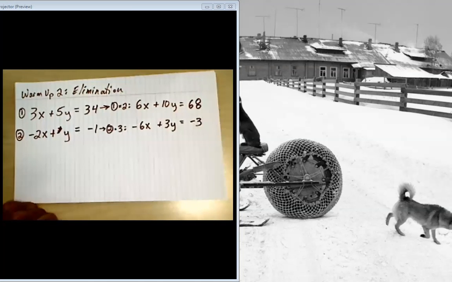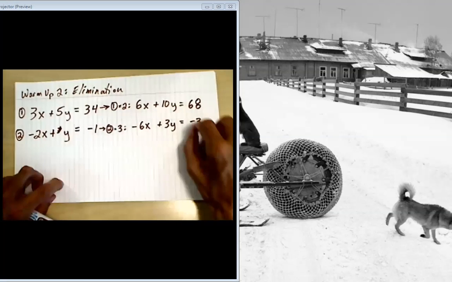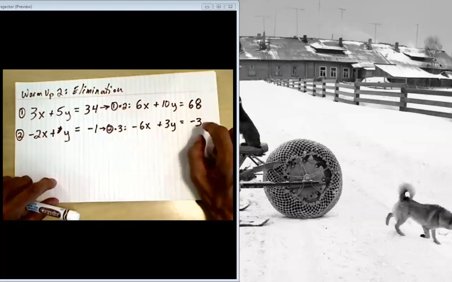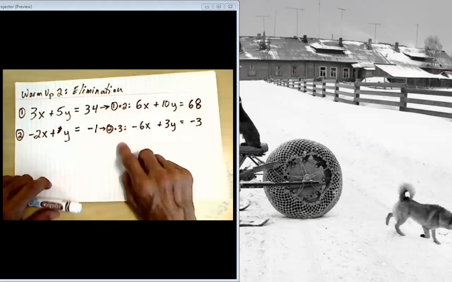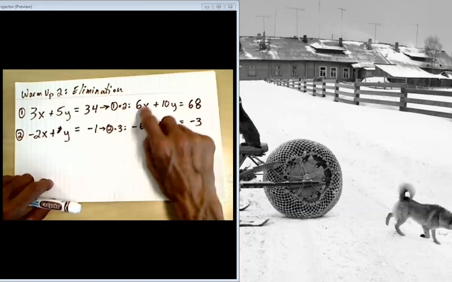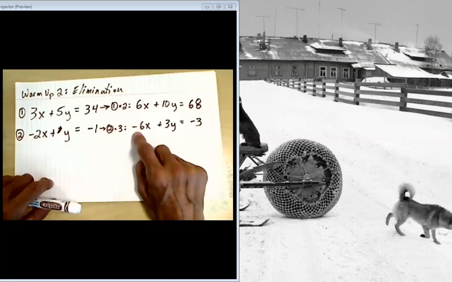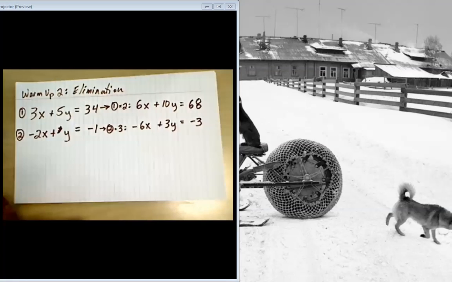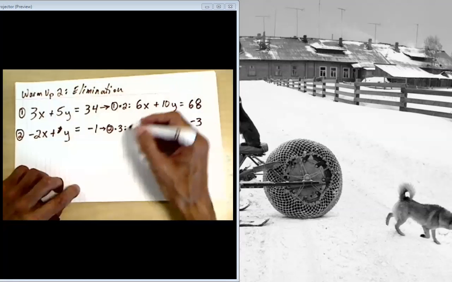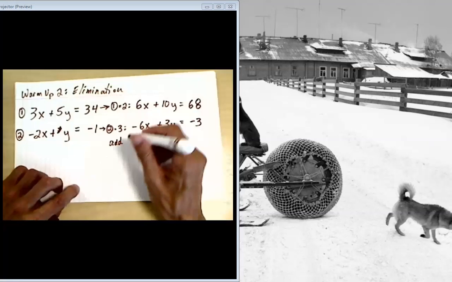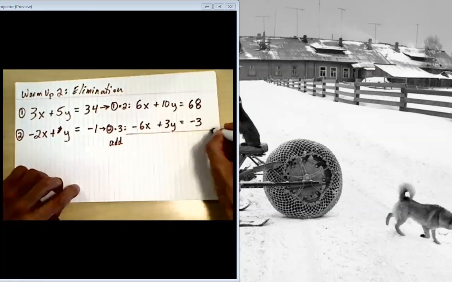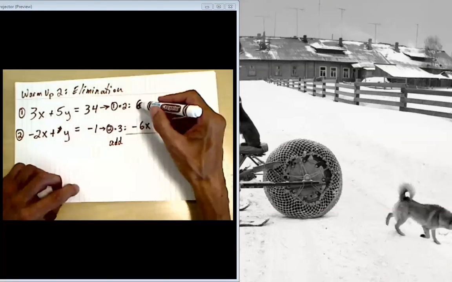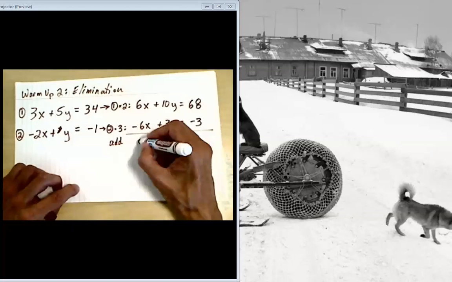Now, yesterday there was a question of whether to add or subtract, so we have to keep that straight. If we add these together, we get 6 plus minus 6, which is 0. That's what we want to see happen. When the signs are opposite, we're going to add together. Before I would just write a plus with a circle on it, but I'm going to write the word add just to make it a little different. So 6 plus a minus 6 gives 0x.